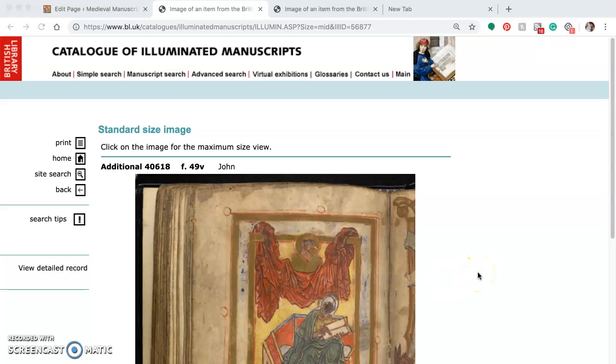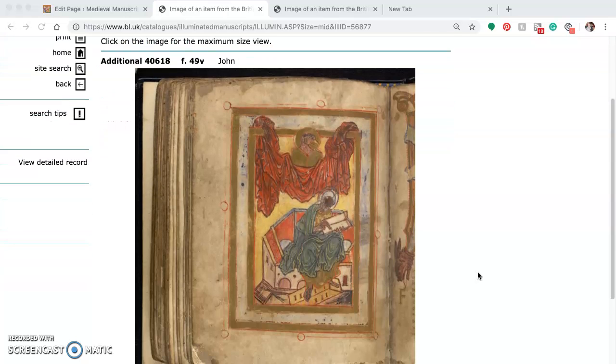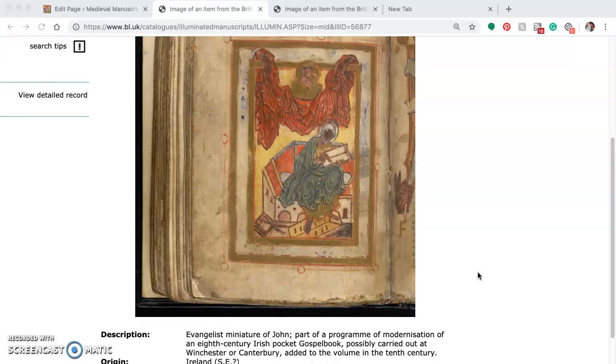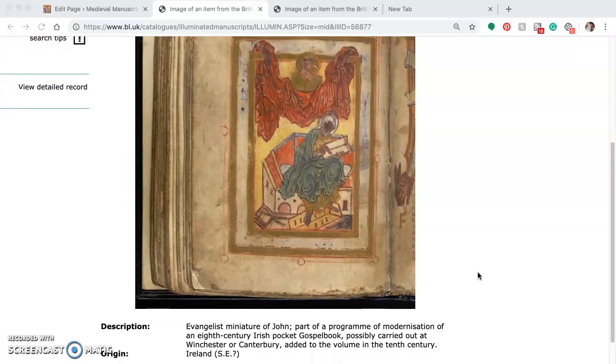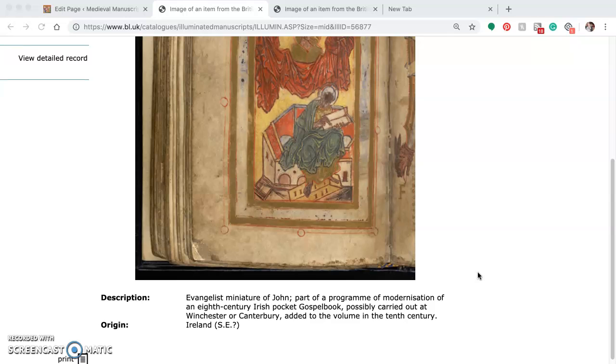We're now going to take a look at a Vulgate Gospelbook that was created in the 8th century in Ireland. And this is also listed on the British Library's Catalogue of Illuminated Manuscripts. This particular work was very interesting to me because of something that was noted here in the description on the BL's site, that while we do know that this is an 8th century Irish Gospel book, it also later underwent a period of modernization where this particular book was actually updated in England in the 10th century.